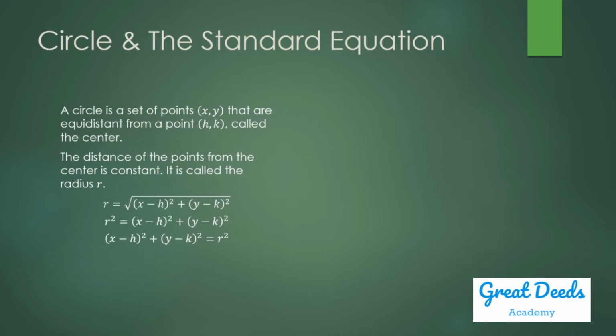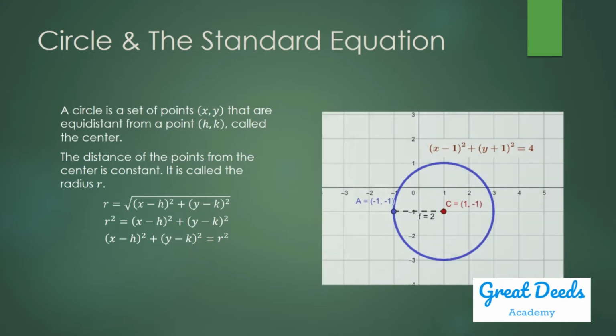A circle is a set of points (x, y) that are equidistant from a point with coordinates (h, k), and this point is called the center. The distance of the points from the center is equidistant. We call that distance the radius. We can look at the radius in two ways. You can look at it as a distance, or you can look at it as a line segment that connects the center to a point in the circle.